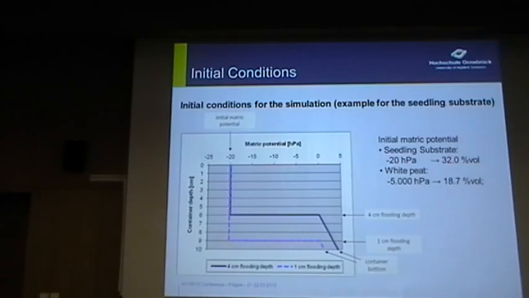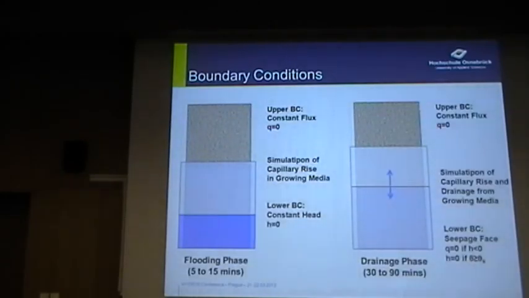These are the initial conditions, and if we look at the boundary conditions, we have two phases. First the flooding phase and then the drainage phase, and of course we have to change the boundary conditions. In the flooding phase, we have the lower boundary condition, this constant head I mentioned before, and we simulate capillary rise in the growing media. And then after these 10 minutes, or 5 to 15 minutes, we have to change the boundary condition, because then we have the drainage phase with a seepage face at the lower end of the profile, and we simulate both further capillary rise into the rather dry media above and drainage from the growing media.